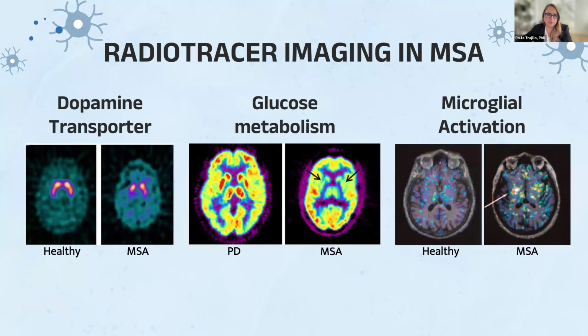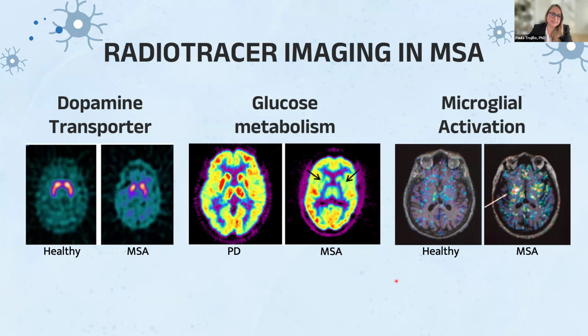So the most common radio tracers that different studies have used to investigate MSA target the dopamine transporter. Using these tracers, dopamine transporters are targeted, and it can provide information about dopaminergic dysfunction, which is a characteristic of MSA, particularly the MSA-P subtype.